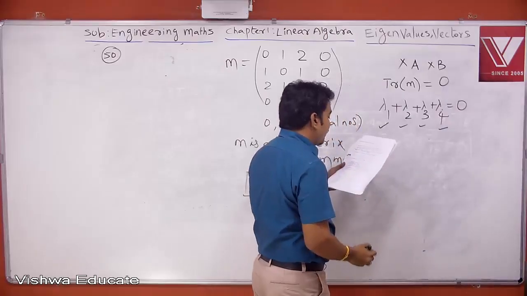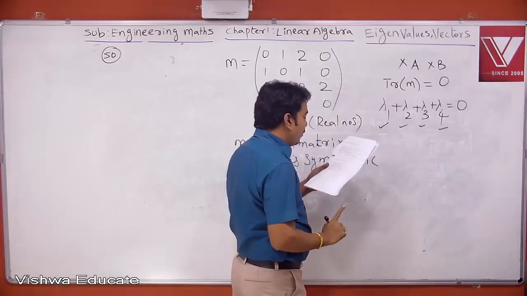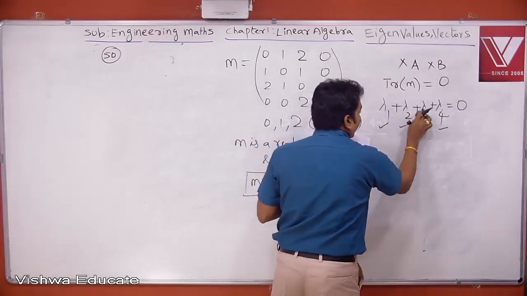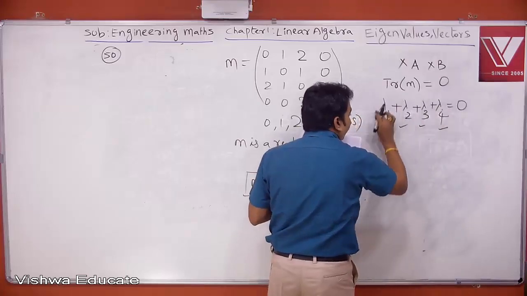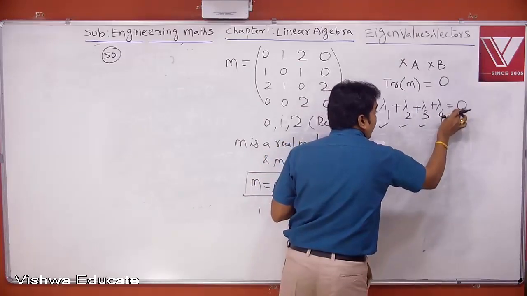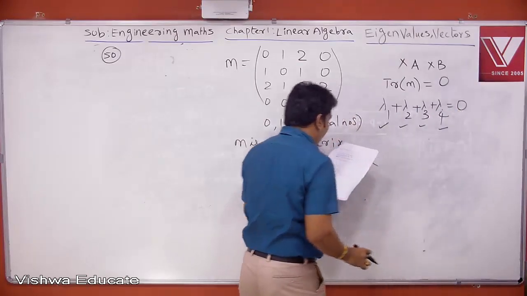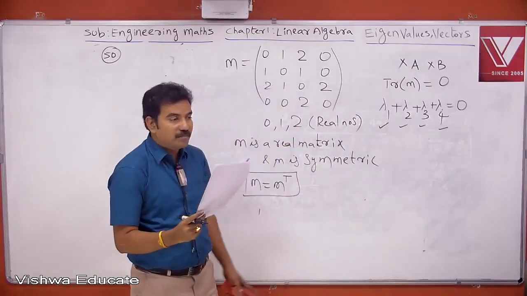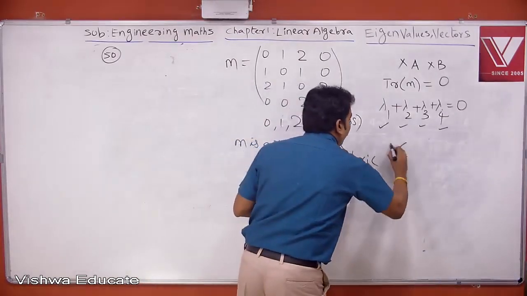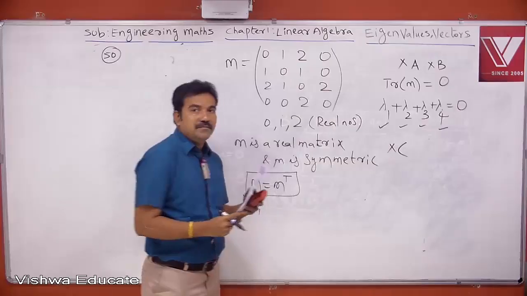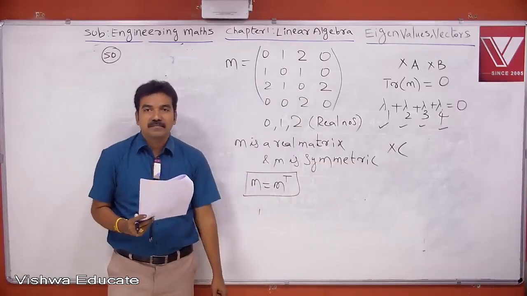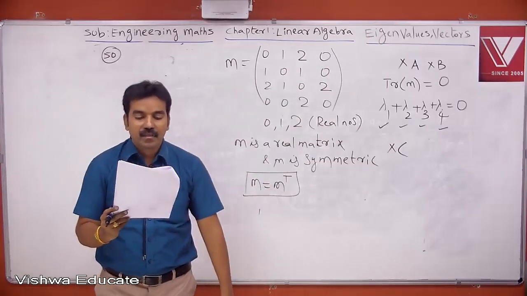Now go through option C. All eigenvalues of M are negative. If all these eigenvalues are negative, the sum of 4 negative numbers is negative, but you must get 0. Therefore, option C is also wrong. Therefore, option D is right. Option D is right. Write this point.